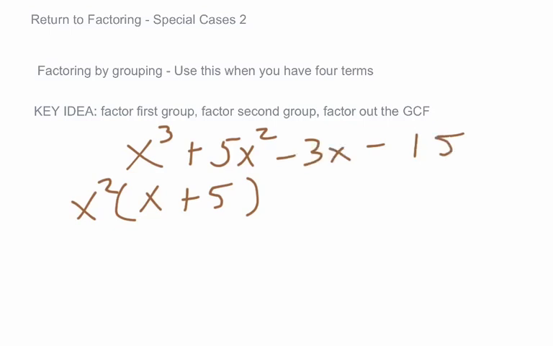We look at the negative 3x minus 15. Now, this might get a little bit tricky, but here's what you're looking for. You're going to try to get x plus 5.